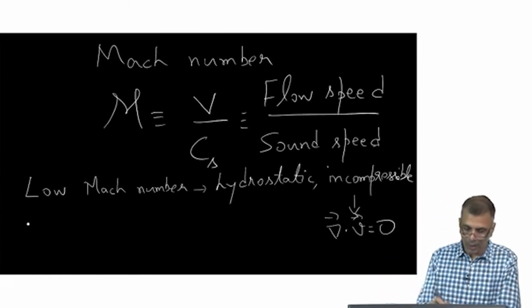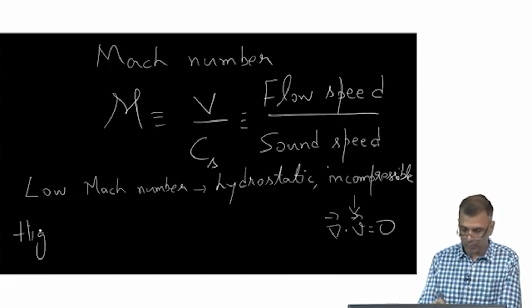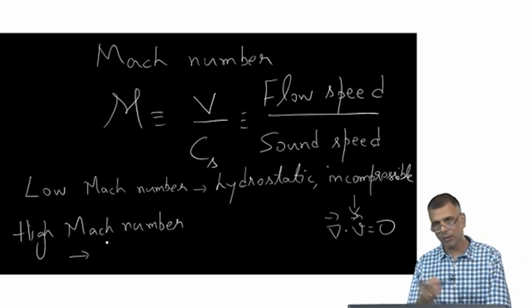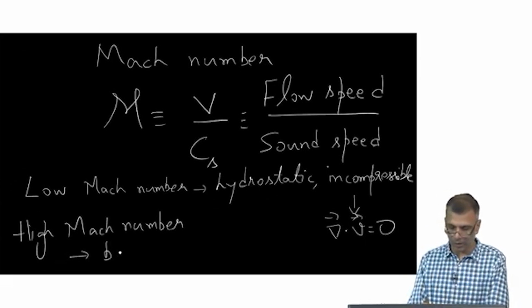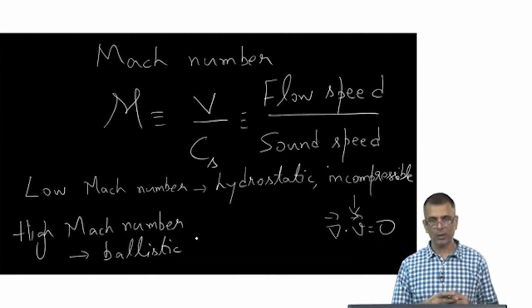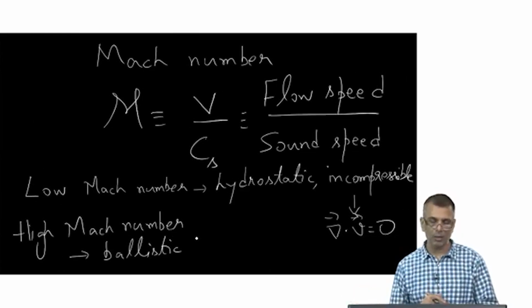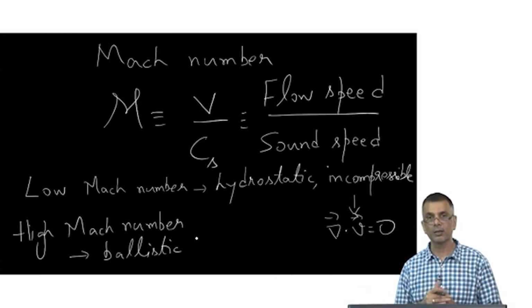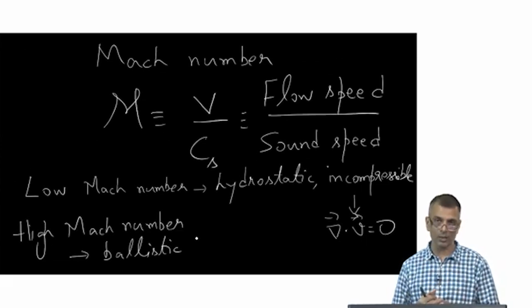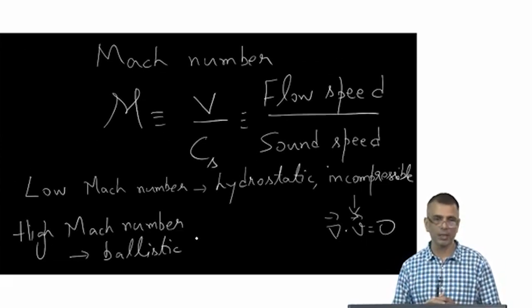Okay. On the other hand, high Mach number flows, we will explain what this means a little later, can be considered to be ballistic. In other words, the inertial term is what's more important. The pressure gradient term is not important at all, say if the Mach number is 10 or 100 or something like that. So it's almost as if the flow is like a bullet. Okay, it's ballistic. The gradient of pressure doesn't matter that much.